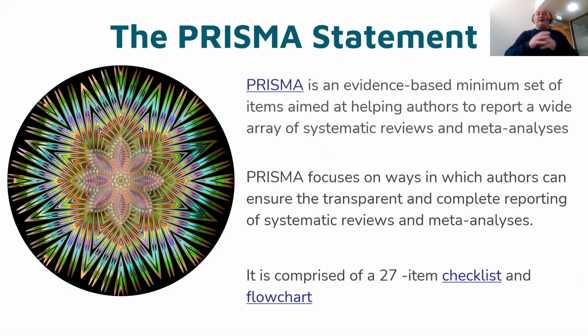Also, I just want to take this chance to mention the PRISMA statement. PRISMA is a really important part of your review, and it is an evidence-based minimum set of items aimed at helping authors to report their systematic reviews and to run their systematic reviews. So it's a good checklist to help you when you're writing up, to make sure you've got all the bits and pieces of a review that you're expected to have. It's comprised of two parts. There's a 27-item checklist, and there is also a flow chart as well. And we've put the links in the presentation here for you as well.